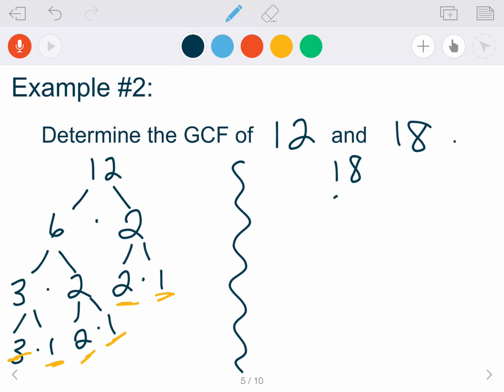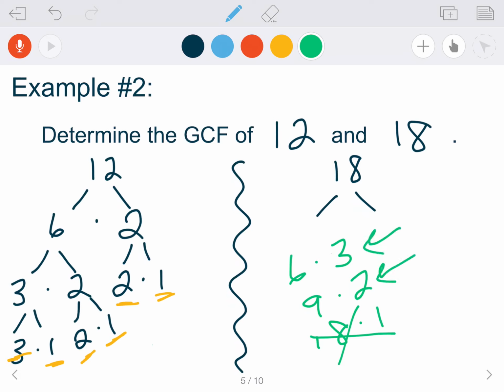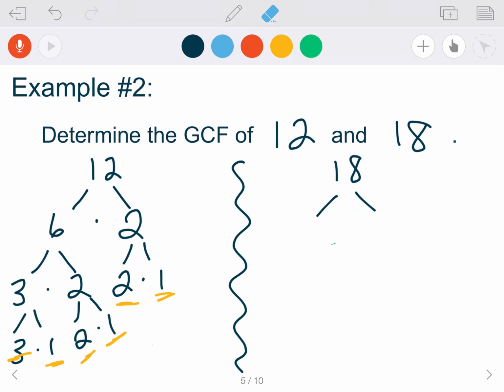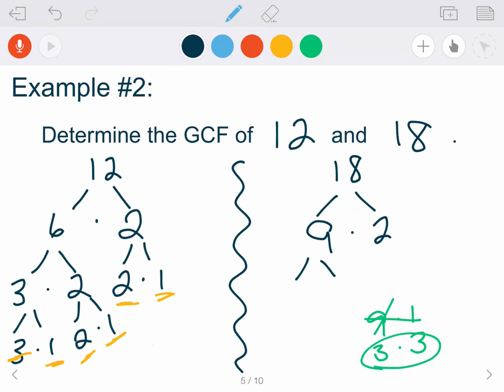Okay, moving on to 18. Factors of 18, I can think of 6 times 3, 9 times 2, 18 times 1, although I probably don't want to use that one. So again, it does not matter which one of these you choose, your prime factorization will be the same. So this time I'll do 9 times 2, or of course you can also do 2 times 9. Okay, factors of 9, I can think of 9 times 1 and 3 times 3. I don't really want to use the one with 9 in it, so I'll use 3 times 3.